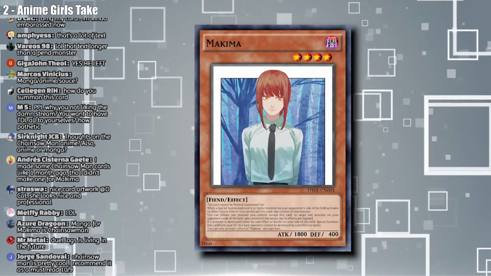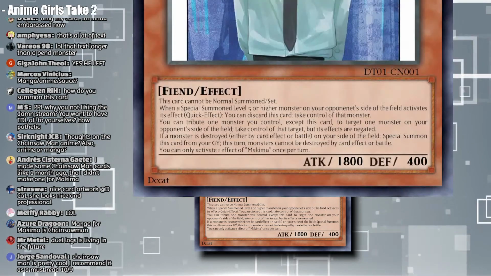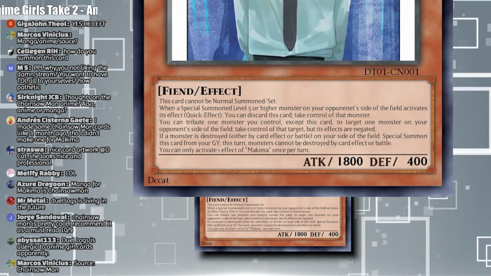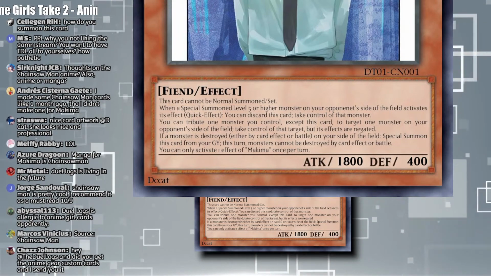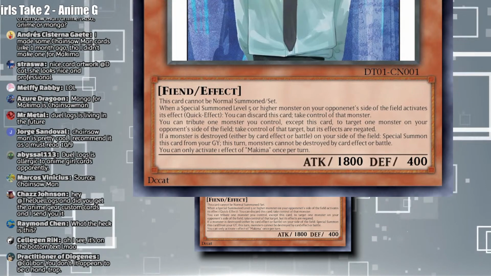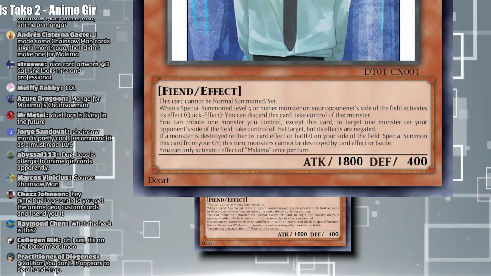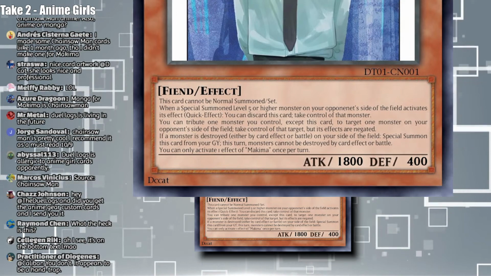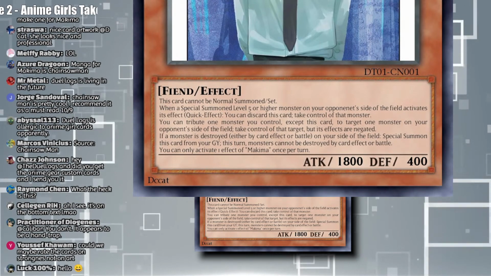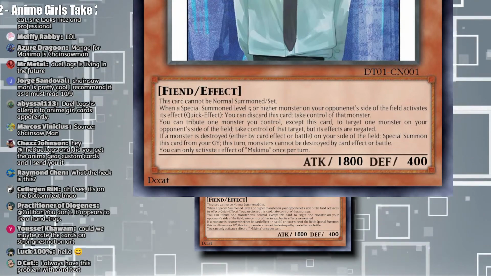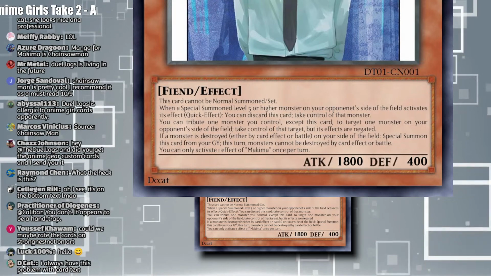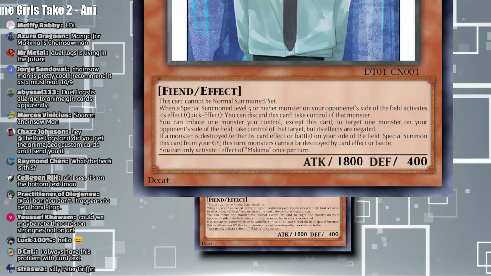Level 4, huh? This seems too easy for this card. This card cannot be normal summoned or set. When a special summoned level 5 or higher monster on your opponent's side of the field activates its effect, quick effect, you can discard this card. Take control of that monster. Or, you can tribute 1 monster you control to target 1 monster on your opponent's side of the field and take control of that target, but its effects are negated.